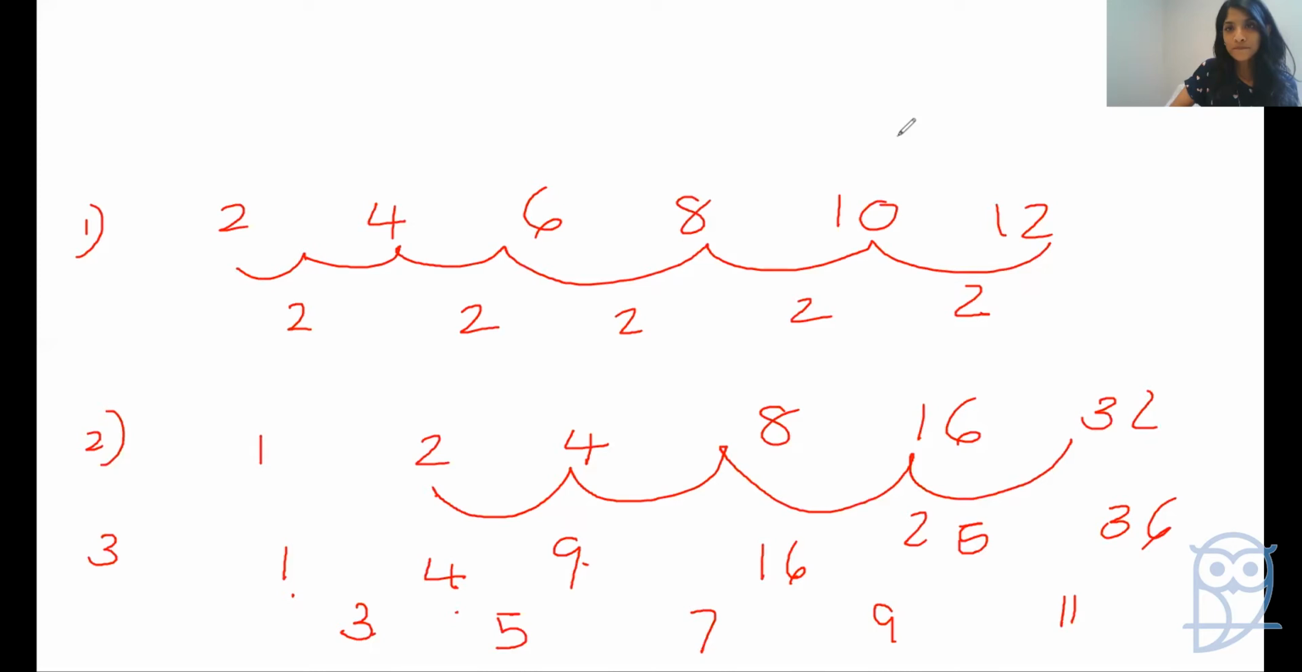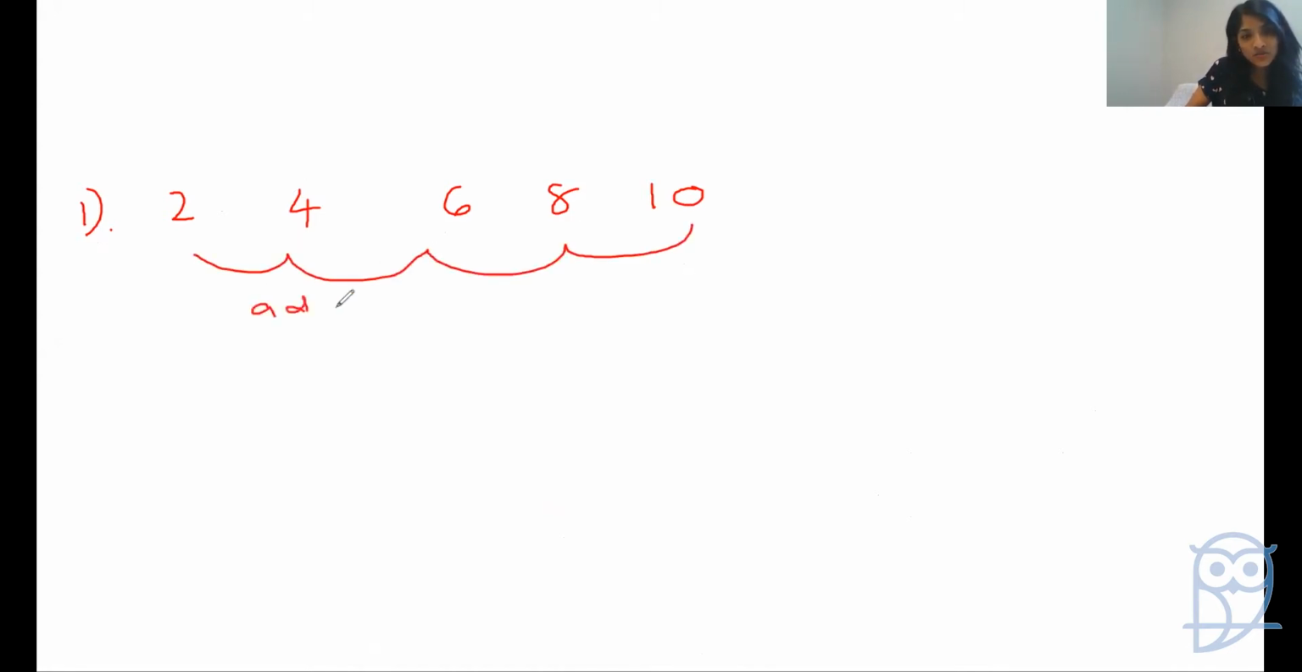So now, let's have a look at this. The first one we have here is 2, 4, 6, 8, 10. And our instructions first say, describe the term-to-term rule. So let's look at the first one. What would be the rule? The rule in this one is we are adding 2. Agreed. Okay, what we are doing is adding 2.